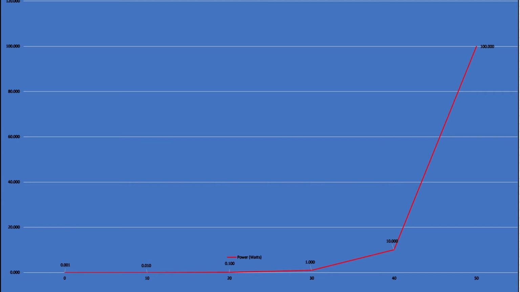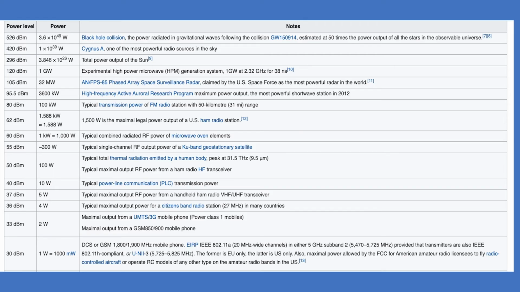All right. And then finally, the last thing I wanted to show you guys was this, shamelessly stolen from Wikipedia. This gives example values of various things with their power levels listed in dBm, along with the power in watts listed to the right side of it. So if we start down toward the bottom at 37 dBm, that's equal to 5 watts. What is that? That's typically the maximum output power from a handheld radio. Your HT has probably got 37 dBm of output power.